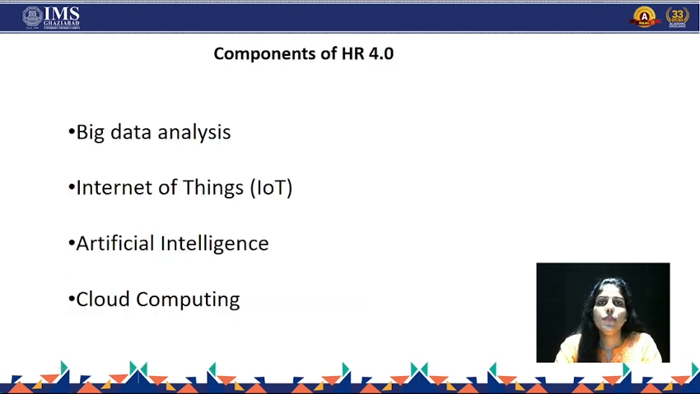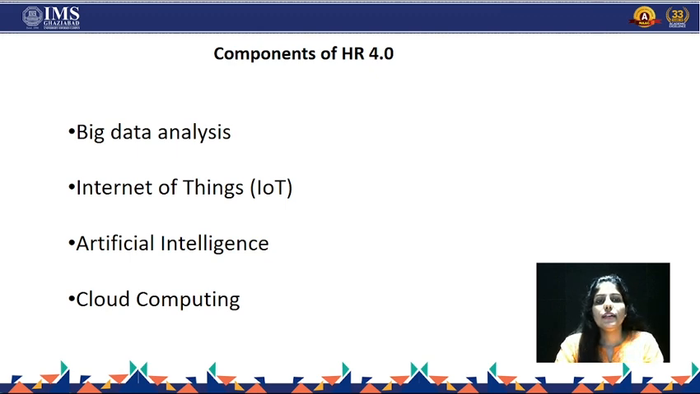So the components of HR 4.0 mainly are four: first one is big data analysis, Internet of Things, artificial intelligence, cloud computing, and some companies also use the technology of virtual reality. So now I would like to brief about big data analysis. What is the role of big data technology in HR 4.0?